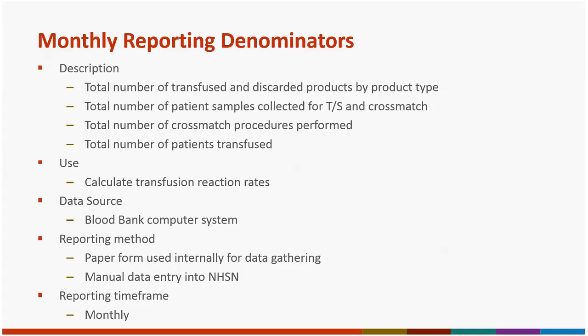The monthly denominator form is one of our more time-consuming forms. It asks facilities to list the total number of transfused and discarded products by type, total number of patient samples, total number of cross-match procedures, and total patients transfused. This form is used to calculate the denominator for transfusion reaction rates. The information comes from the blood center computer and is completed on a monthly basis. Currently, the reporting method used by facilities includes a paper form for internal data gathering and then manual data entry into the NHSN application. Next slide, please.